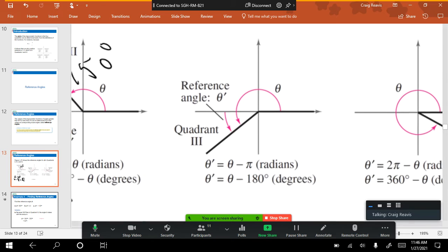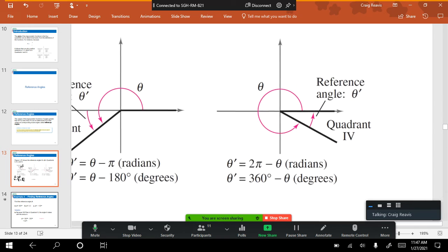Reference angles in quadrant 3. If your angle is in quadrant 3, we basically want to find out how far it passes 180 degrees. So you're going to flip it around. You're going to have the angle minus 180 degrees. And that will tell you what angle it matches up with in our first quadrant. So if this is a 230 degree angle, I'm going to say 230 minus 180, which is 50. So that's a 50 degree reference angle. Or it's going to be theta minus pi. Angle minus pi.